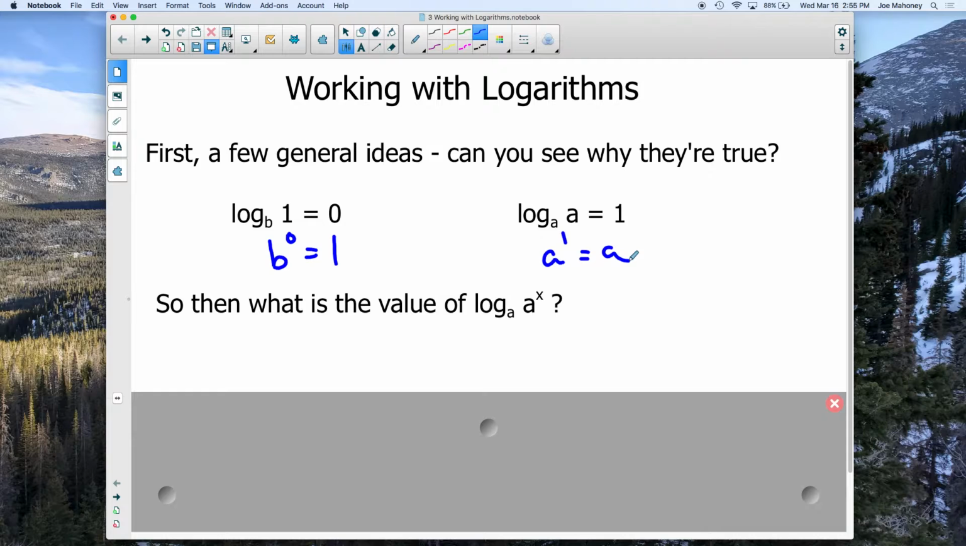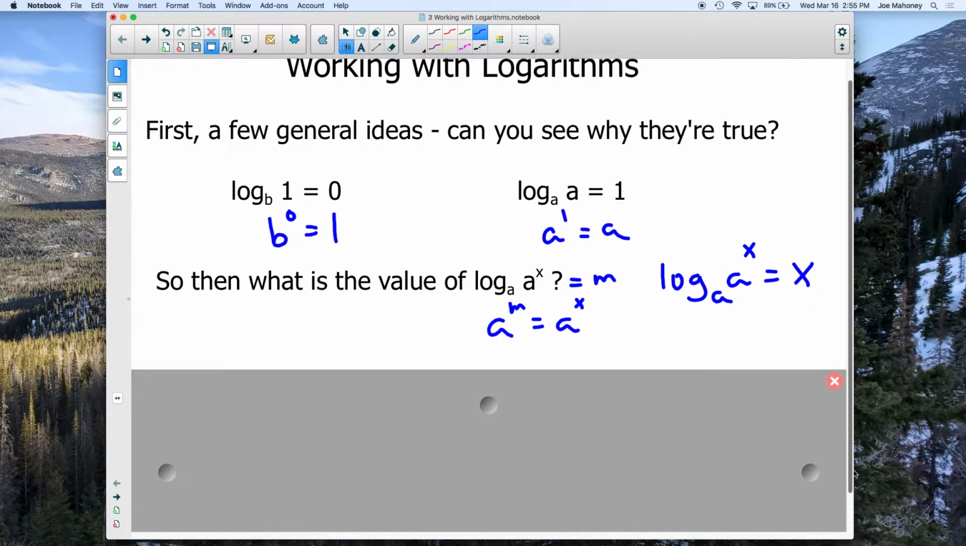All right, well, let's do this. Let's say that this is equal to some number that we're going to call m, for example. So then if we put this in exponential form, we're going to get that a to the m is equal to a to the x. Wait a minute. So that just means that the value of m is equal to x. So what is the value of the log of a to the x in base a? It's just x. Pretty wild.